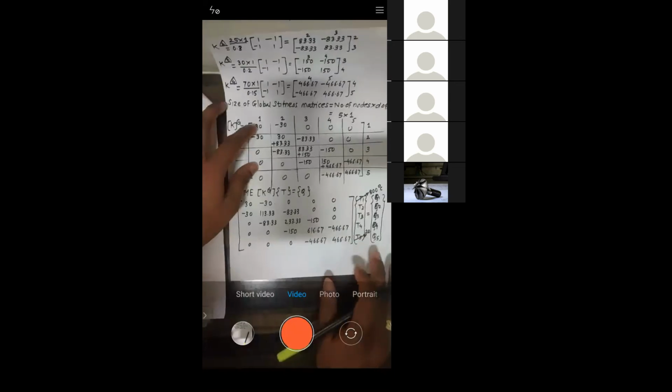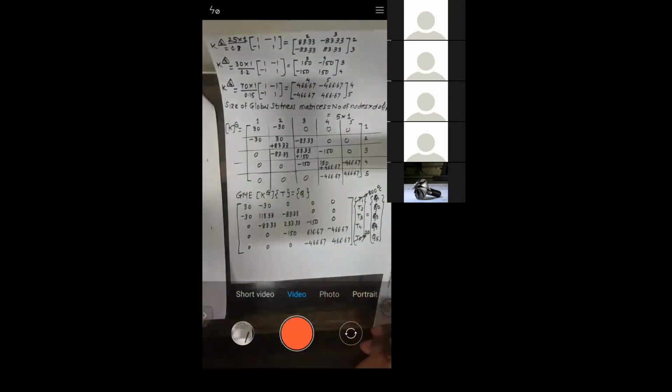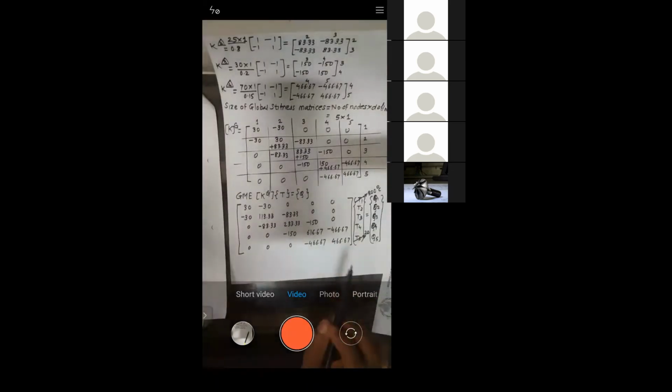Now see, the rows and columns will not get cancelled. Rows and columns will never get cancelled, because these are not zero, right? Getting or not? Yes, sir. T1 is not zero, and T5 is not zero. You have some value, right?